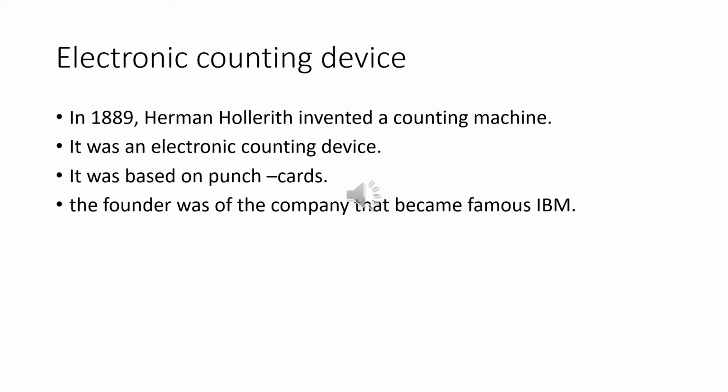The next stage is the electronic counting device. In 1889, an American named Herman Hollerith invented a counting machine to count the population of the USA. It was one of the main electronic counting devices. It was based on punch cards. Herman Hollerith was the founder of the company that became famous as IBM.